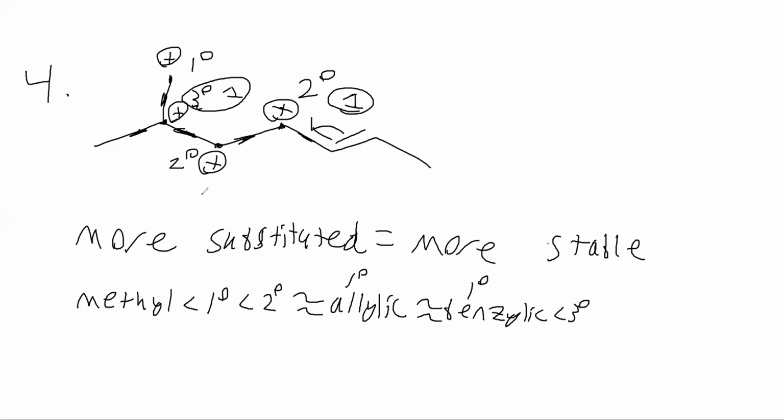But after that, secondary is second most stable, and then primary is least stable. Okay, that took longer than I wanted, but I'm glad it cleared up that confusion.